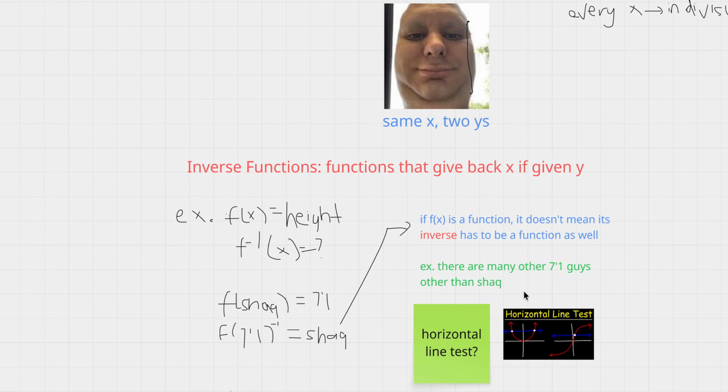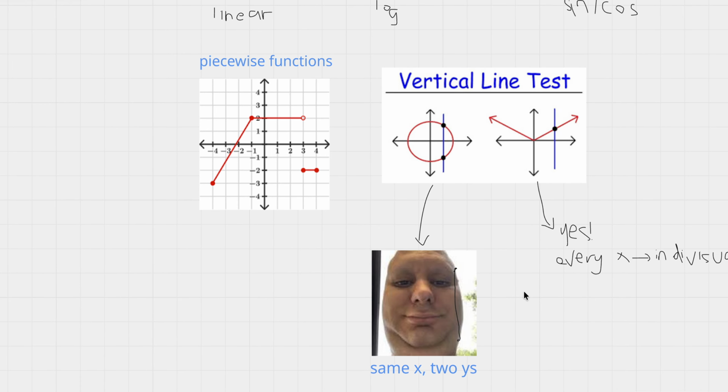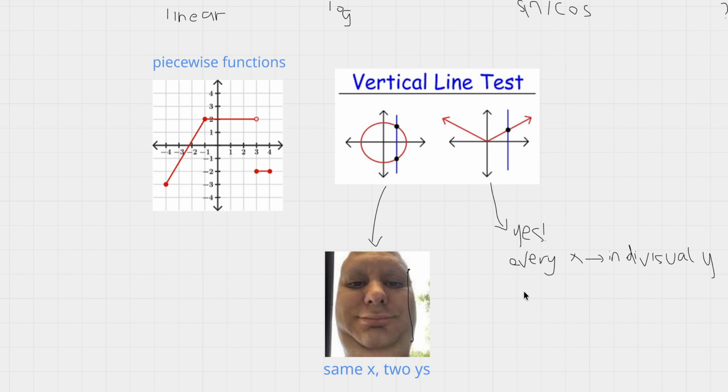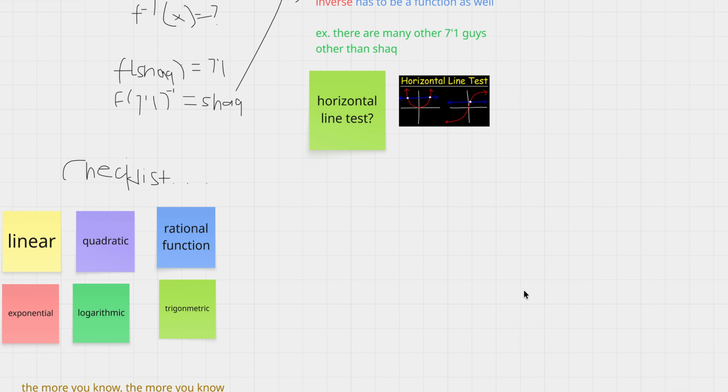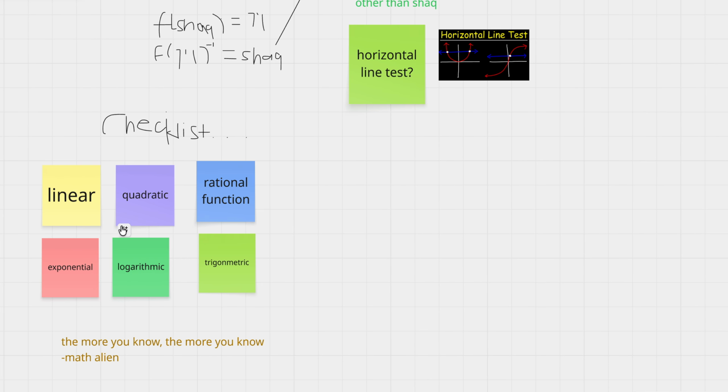And that's basically some function basics. You really want to review those before you actually start studying calculus. And here's a little checklist. You want to make sure you know these functions: linear, quadratic, rational, exponential, logarithmic, and trigonometric. And a quote for you guys: the more you know, the more you know.